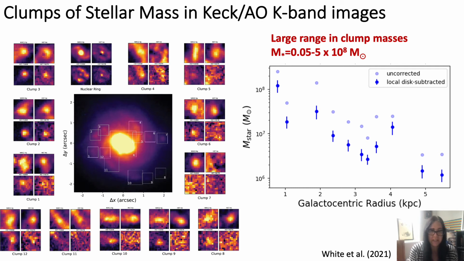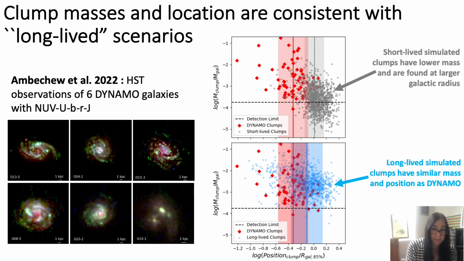And the second thing is to look at the masses. And Heidi did that using some simple stellar population models. And you have the stellar mass versus their position in the galaxy. And you see that there is a range of masses as expected in the long-lived scenario. You have a lot of low mass clumps, and then the ones that are in the center are the high mass clumps. We followed this up with an HST program that came out this year.